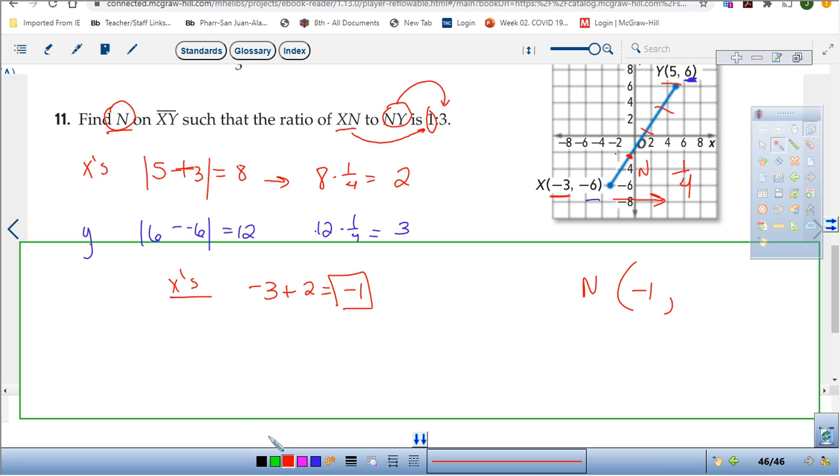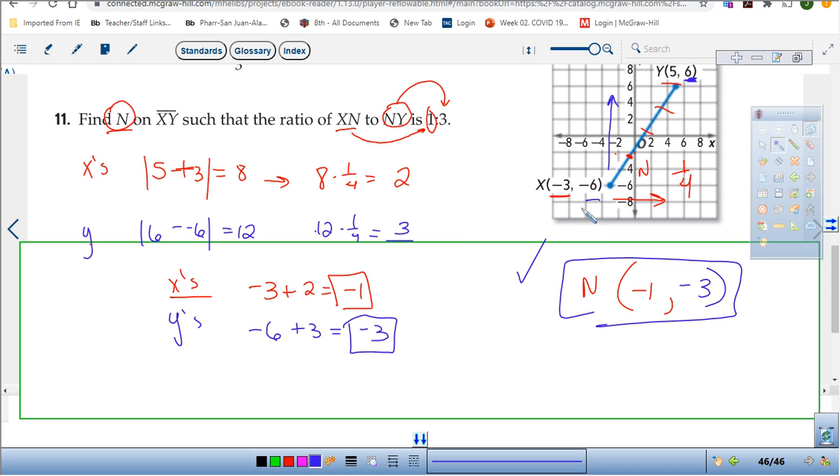And then we're going to go with the y's. If you look at the y's, they're going from this to that direction. We're going to go up. So we're going to go from -6, and we're going to go how much? Plus 3, which now gives me a -3. So that's my -3 for my y coordinate. That's about a -1 and down to about a -3. Not too bad, not too shabby, guys. If you got that, you guys are on fire.